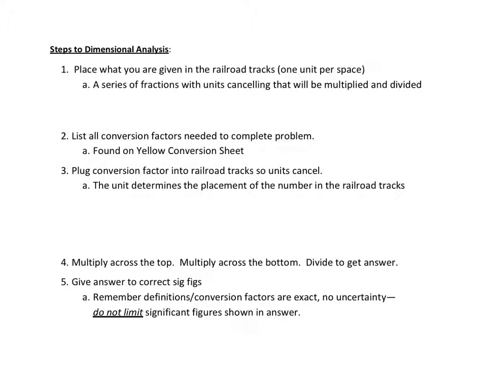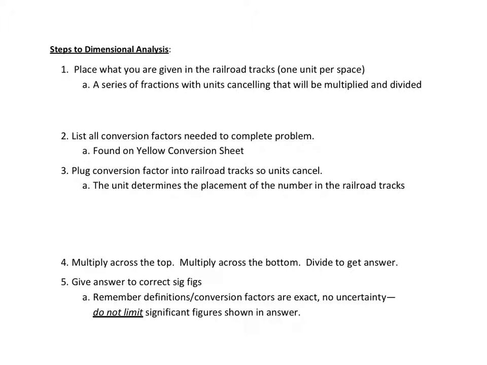So I'm going to go through the steps fairly quickly, but we'll be doing these steps over and over. If you need to pause the video to write down the steps, please do so, because this will be kind of the foundation that you'll use until it becomes second nature. So the first step is to place what you're given in the railroad tracks, 1 unit per space.